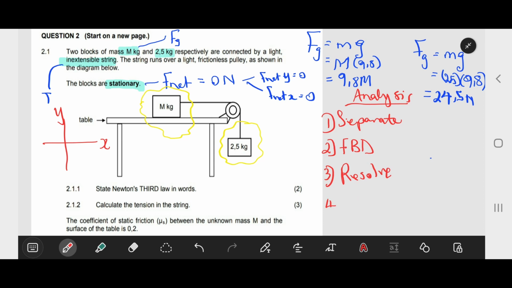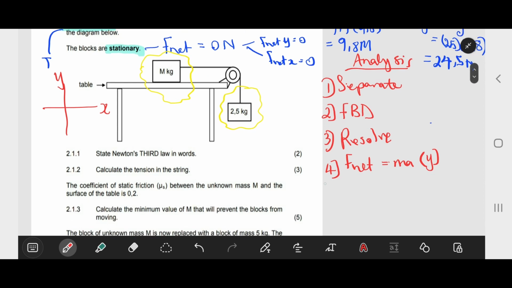And then step number 4, perform our net force in the y direction. For this question, the net force in the y direction for both objects will be equal to 0 because the objects are stationary. Then step number 5, performing F net in the x-axis. And then the last step is solve any unknowns.